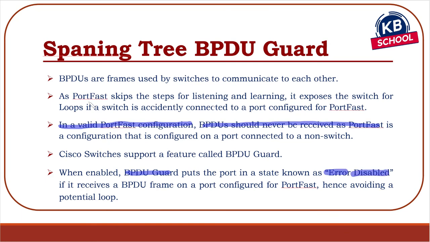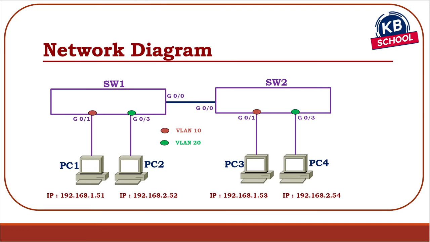So if you enable this feature, as soon as the switch over here receives a BPDU on a port that has been configured for port fast, it should not be receiving any BPDUs, because BPDUs only come from switches. If it does receive a BPDU on that port, it will disable the port. Immediately puts the port into a state known as error disabled.